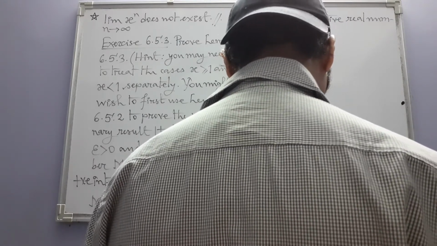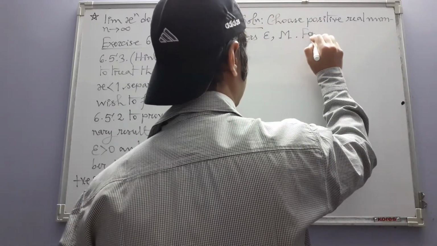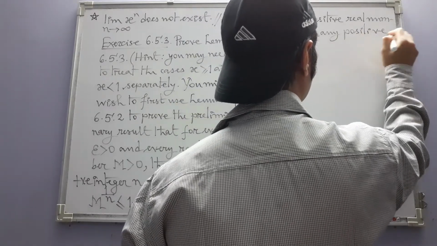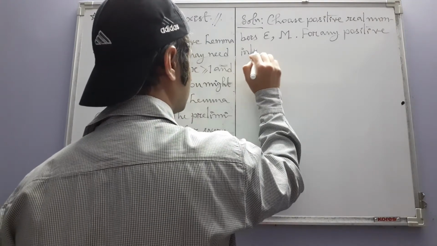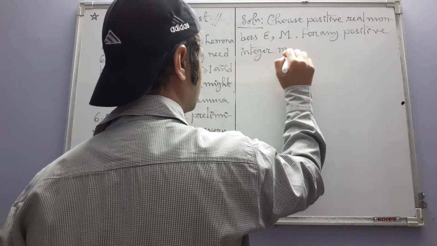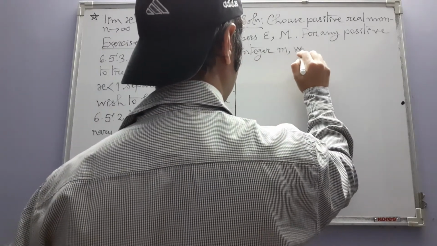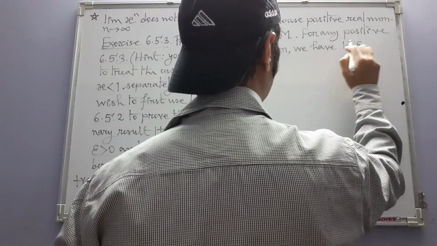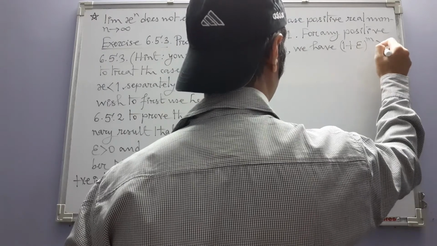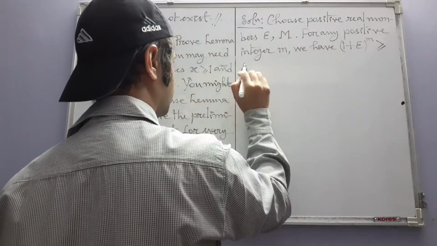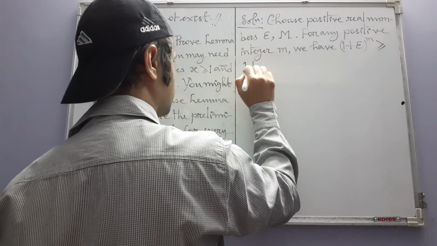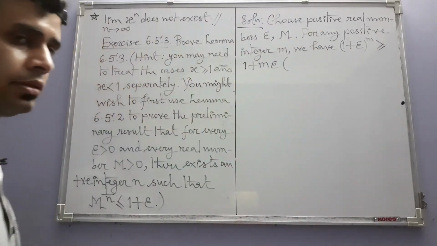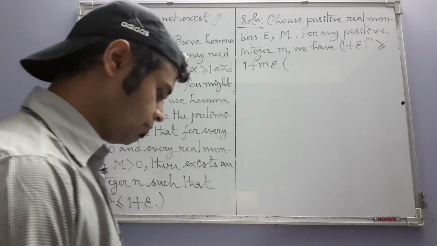For any positive integer m, we have this inequality: 1 plus epsilon whole to the power m is greater than or equal to 1 plus m epsilon, and this is something we haven't seen yet, but it can be very easily proved.